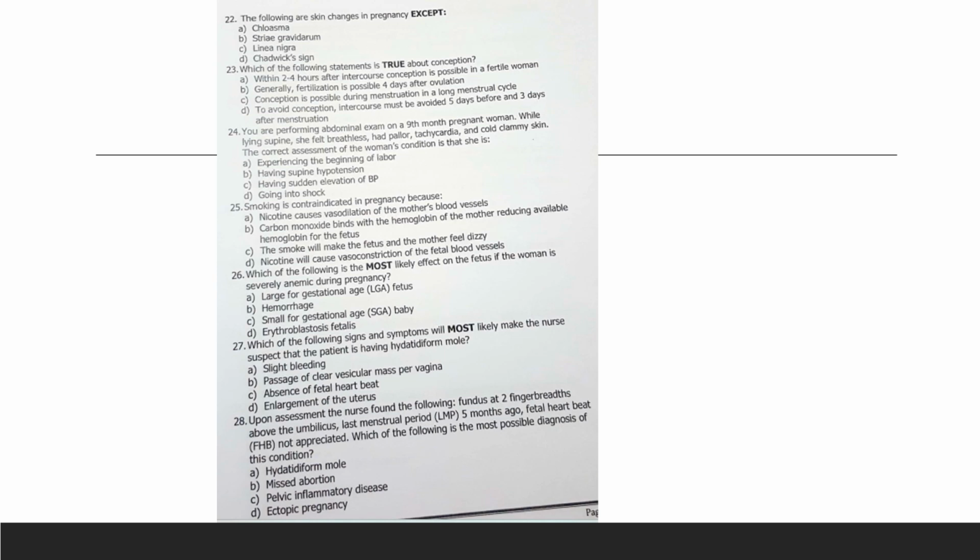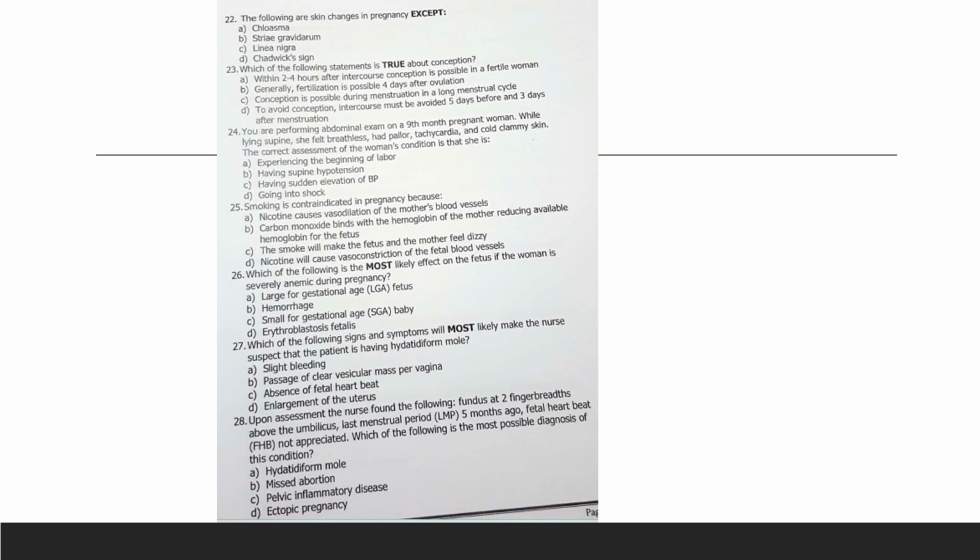24. You are performing an abdominal exam on a 9-month pregnant woman while lying supine, during which she felt breathless, had pallor, tachycardia, and cold, clammy skin. The correct assessment of the woman's condition is that she is, the answer is D, going into shock. Okay. Let's run over. Then 25.